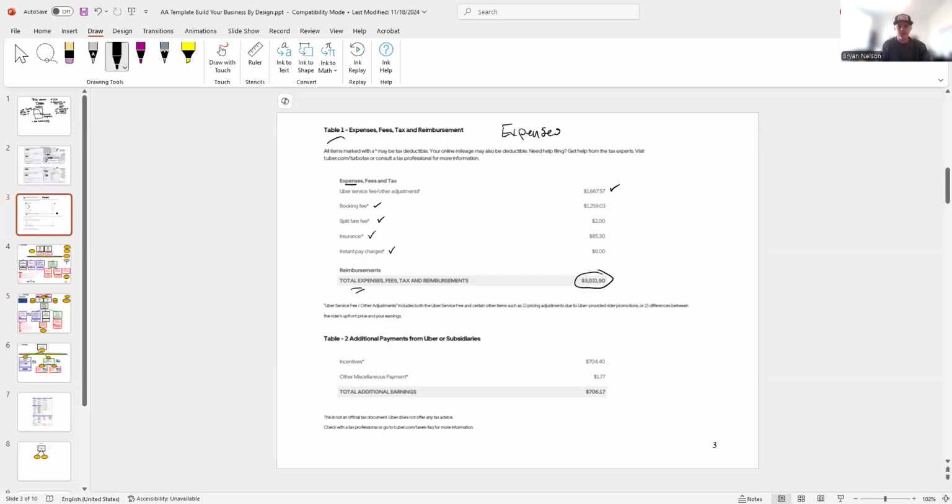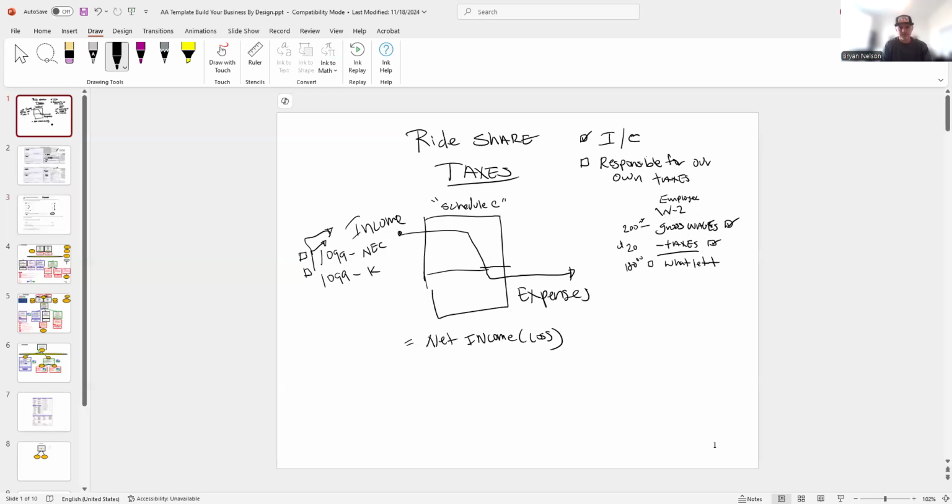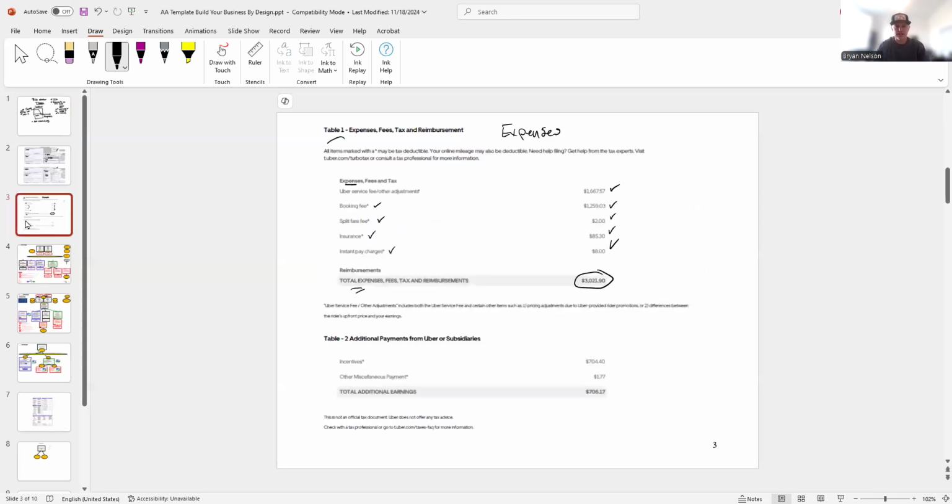total expenses. So when you're going to do your taxes, you want to make sure that you're writing these off. So that's $3,021. So those expenses would be down here, $3,021. Now, this isn't all your expenses. We're going to talk here in just a second about all the different types of expenses that you can write off.